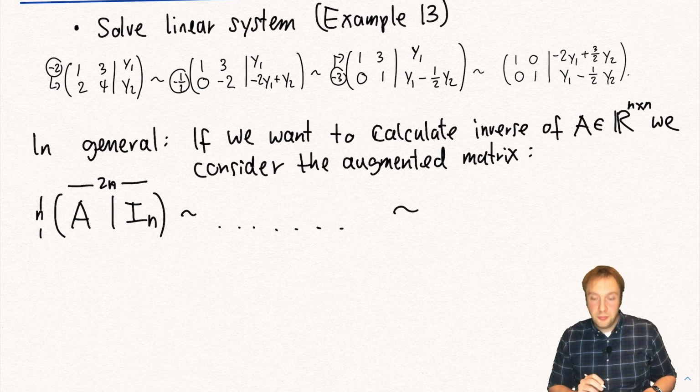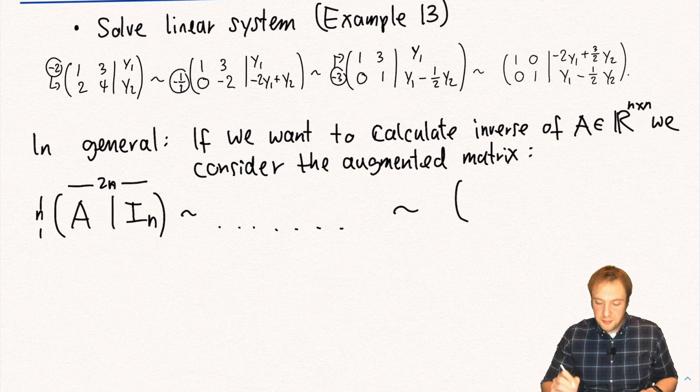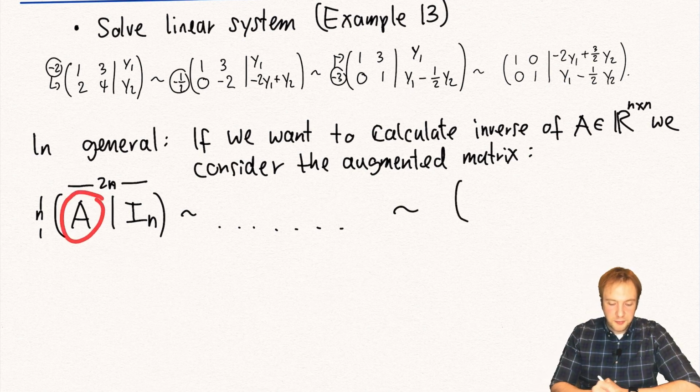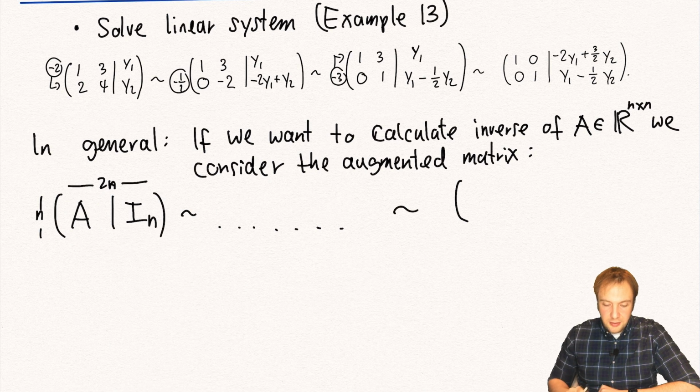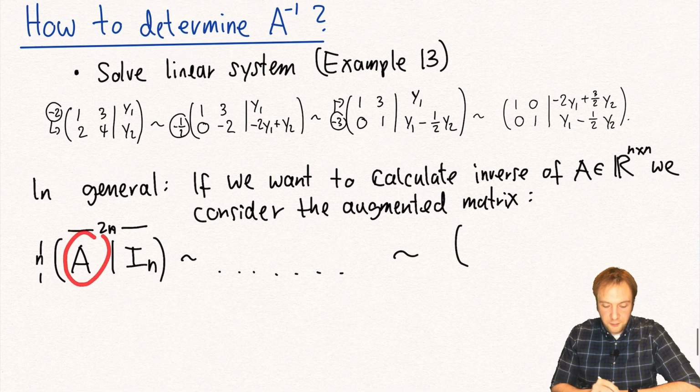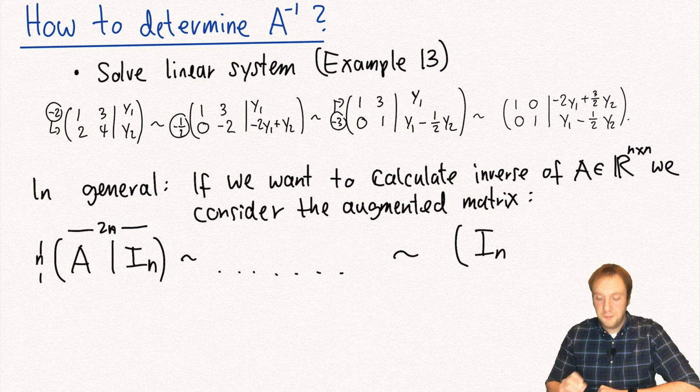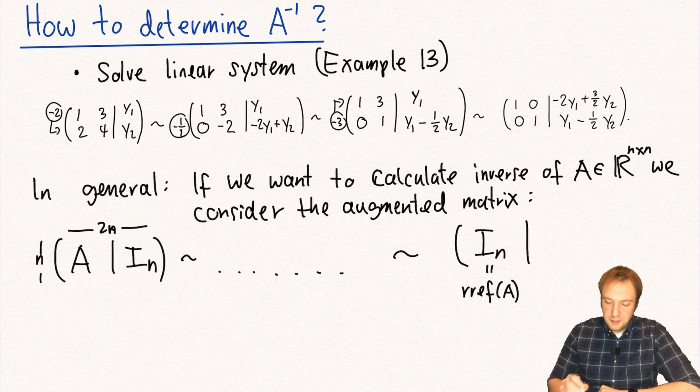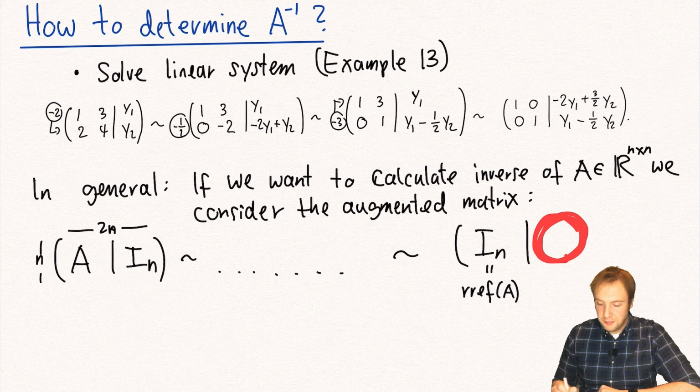So after some row operations, on the left part we will have the row reduced echelon form of A. And if A is invertible, this means we will have the identity matrix on the left hand side. So this here is the row reduced echelon form of A. And then there will be some stuff on the right hand side, and this matrix on the right hand side will be the inverse.